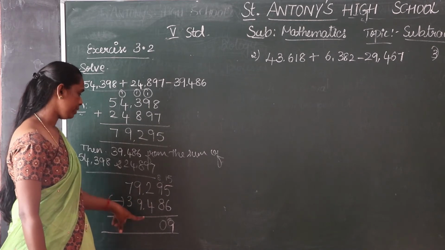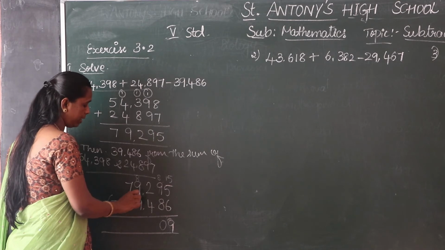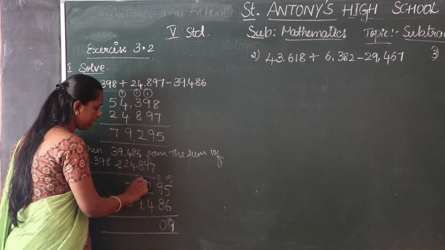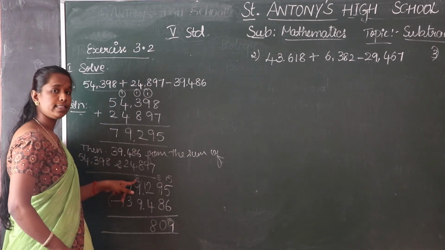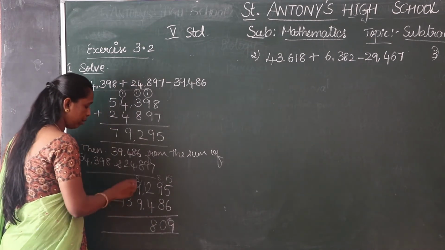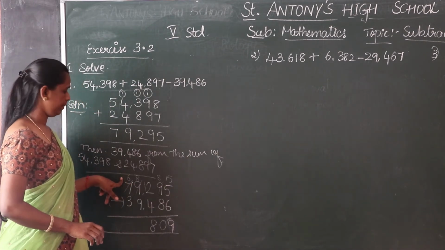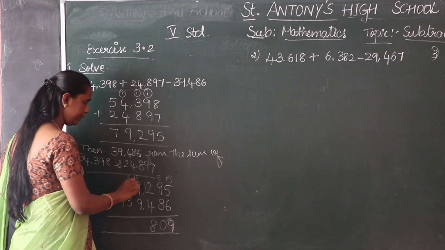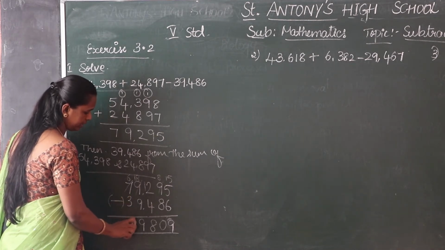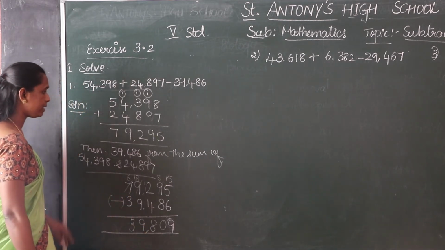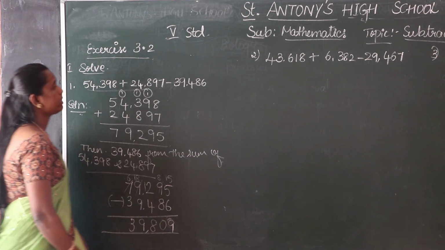Then 2 minus 4 is not possible. Take borrow from the nearest place, that is the 1000 place. This 9 becomes 8. This 2 becomes 12. 12 minus 4, 8. Again, 8 minus 9 is not possible. Take borrow from the nearest place, that is the 10,000 place. This 7 becomes 6. This 8 becomes 18. 18 minus 9, 9. And then 6 minus 3, 3. Therefore, the final answer is 39,809.